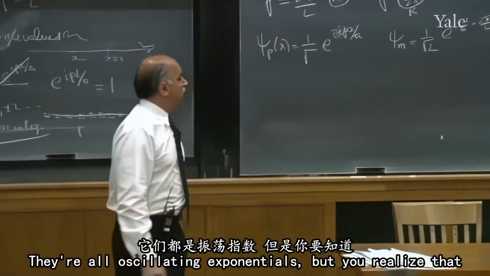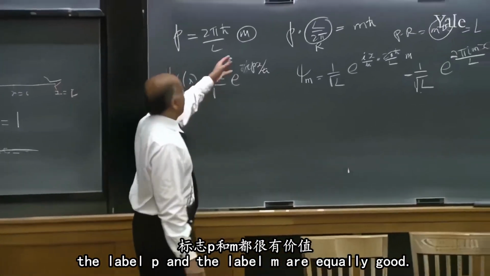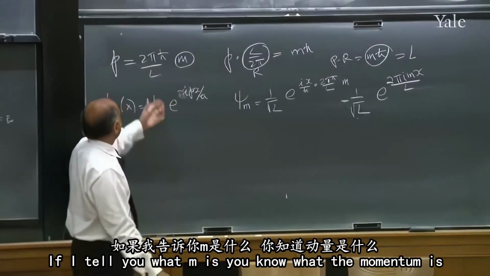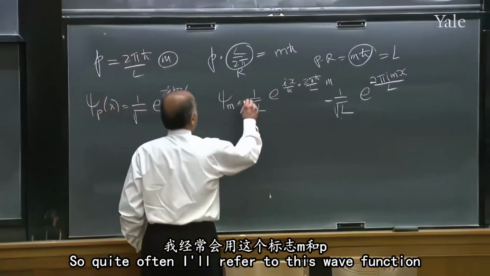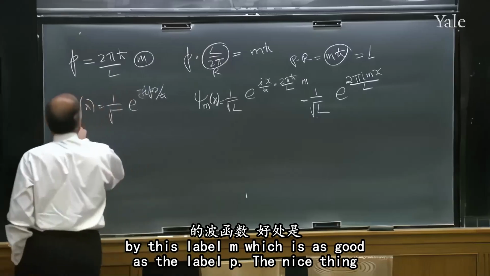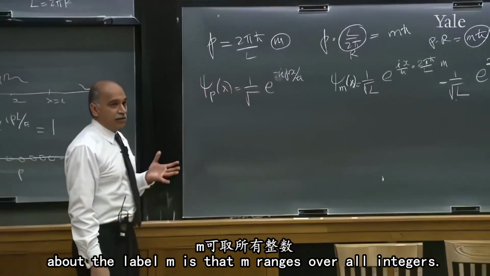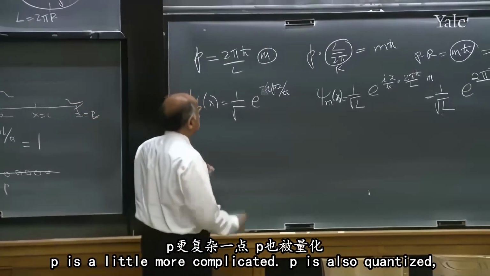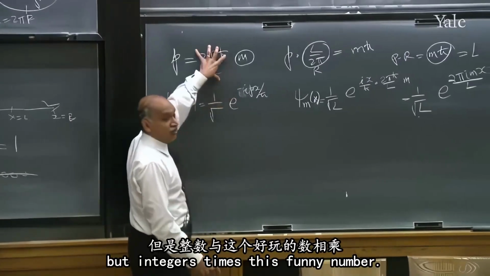They're all oscillating exponentials, but you realize that the label p and the label m are equally good. If I tell you what m is, you know what the momentum is because you just multiply by this number. So quite often, I'll refer to this wave function by this label m, which is as good as the label p. The nice thing about the label m is that m ranges over all integers. P is a little more complicated. P is also quantized, but the allowed values are not integers, but integers times this funny number.